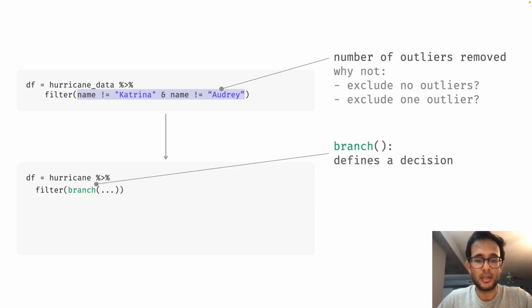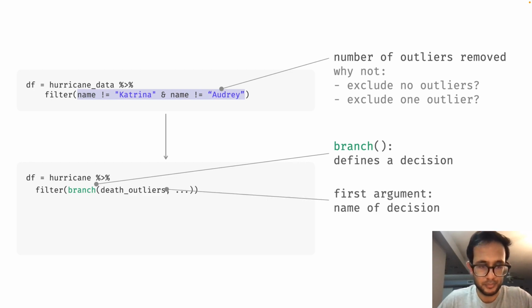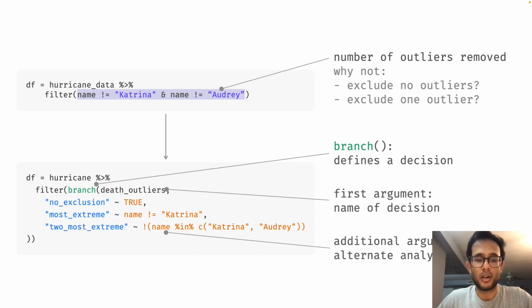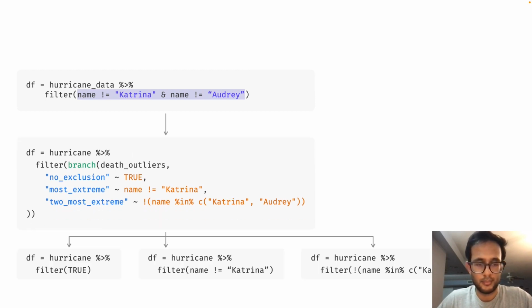In Multiverse, this can be implemented using the branch function. A branch defines a decision point in the analysis. The first argument of the branch function denotes the name of the decision. Subsequent arguments of branch involve declaration of alternate analyses. The Multiverse API will take this declaration and create three distinct analyses, one for each of the options of excluding outliers.